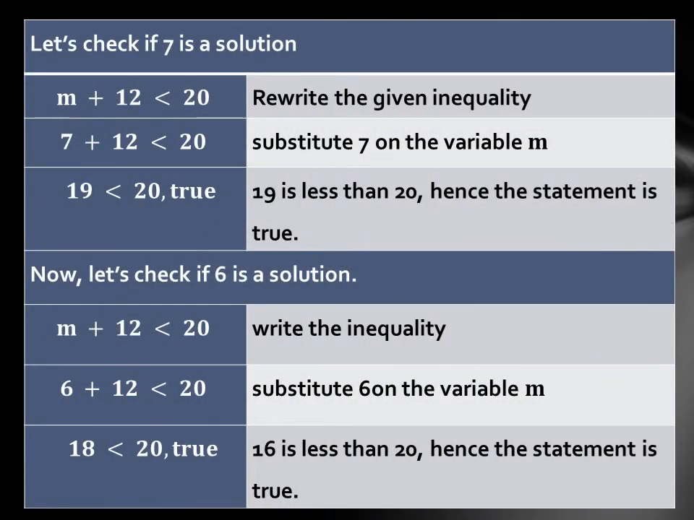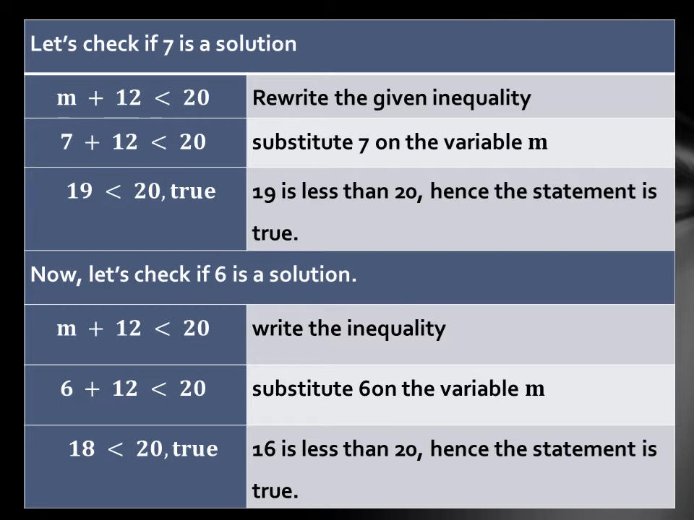Let's check if 7 is a solution. We are going to rewrite the given inequality, m plus 12 is less than 20. After that, we substitute the value 7 for the variable m. So it becomes 7 plus 12 is less than 20. Then we simplify. 7 plus 12, that is 19, is less than 20. So it is true. 19 is less than 20, hence the statement is true.